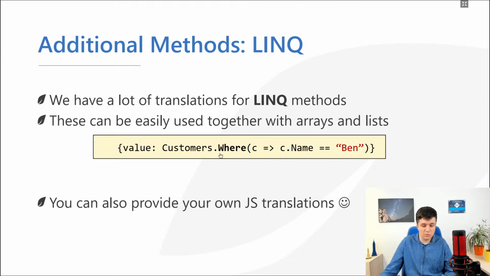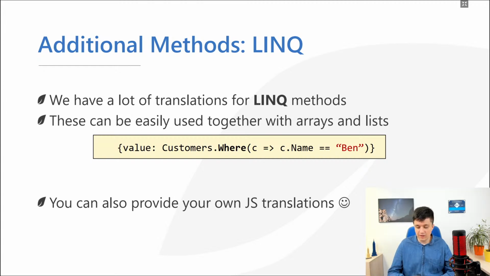You would just call the Where LINQ method on the customer collection that you have in your view model, and then perform the filtering using a simple lambda function. As I told you before, you can check out our documentation, where there is a really long list of all the methods that we are supporting, and in recent versions we added a bunch more, for example string method translations, or even some translations on date times and so on.